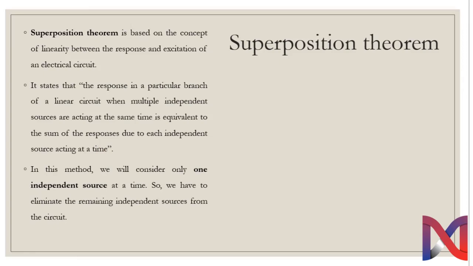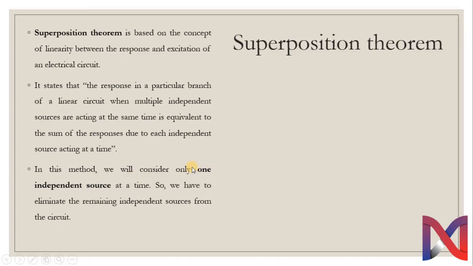In this method, we consider only one independent source at a time, so we have to eliminate the remaining independent sources from a circuit. For example, we have 3 or 4 independent sources in a circuit. Therefore, for checking the response of a specific independent source, we have to kill all the independent sources and keep one source alive.